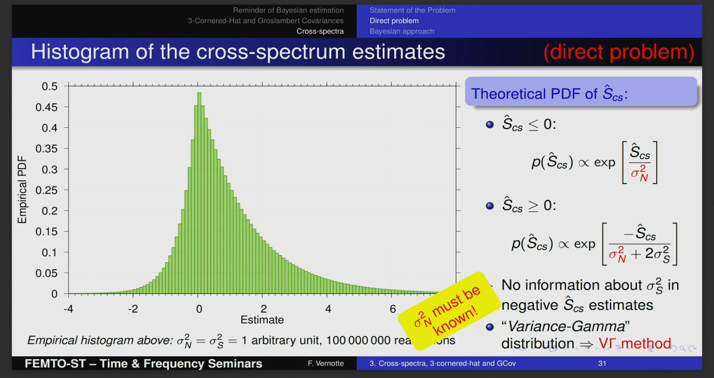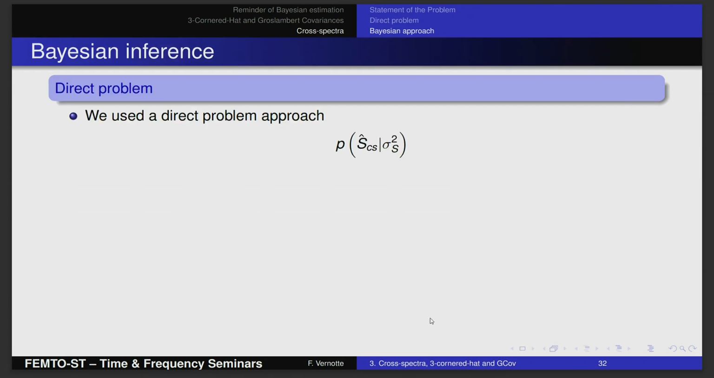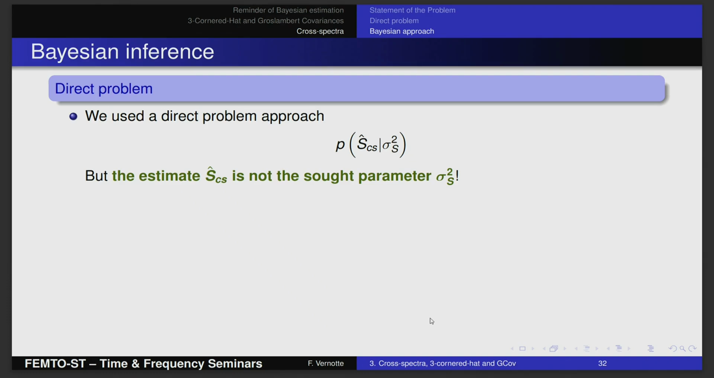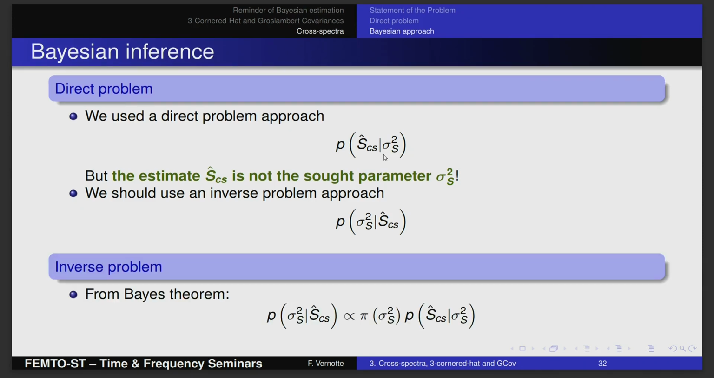Of course, you see that in every case, if you want to know the PDF, the probability density function, even if you use the cross-spectrum method, you need the knowledge of the noise level. So what is the method? It's, as usual, a Bayesian inference. We have the PDF of the estimate knowing the parameter, but we have to know the inverse, the PDF of the parameter knowing the estimates. So we will do the inverse problem.